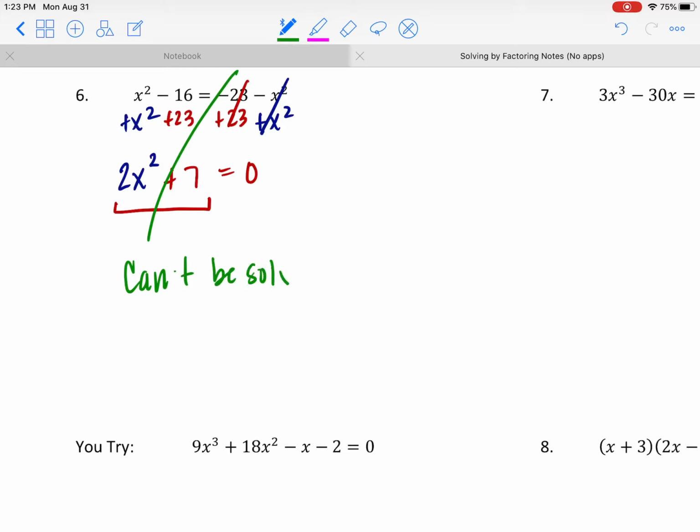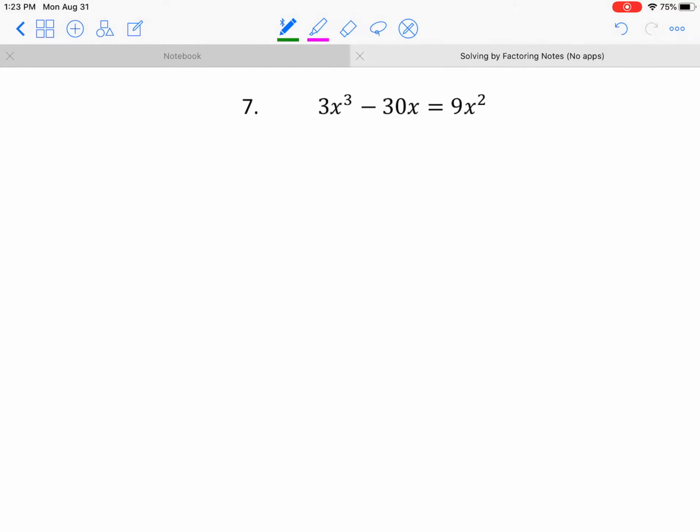Can't be solved by factoring. Doesn't mean it can't be solved. And when we get to a later module, we will actually solve equations like that. And some of you may know how to do that already, but it can't be solved by factoring. So this problem did not belong here. I clearly made some kind of a typo. So sorry about that. Okay, let's try this one then.